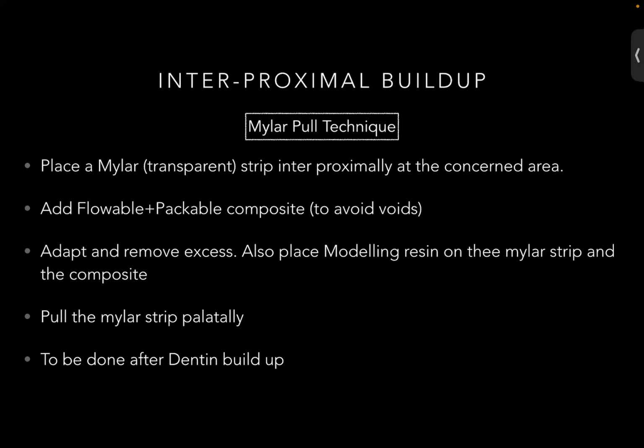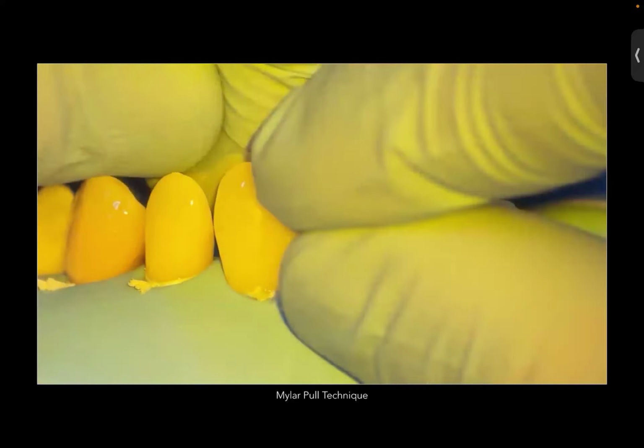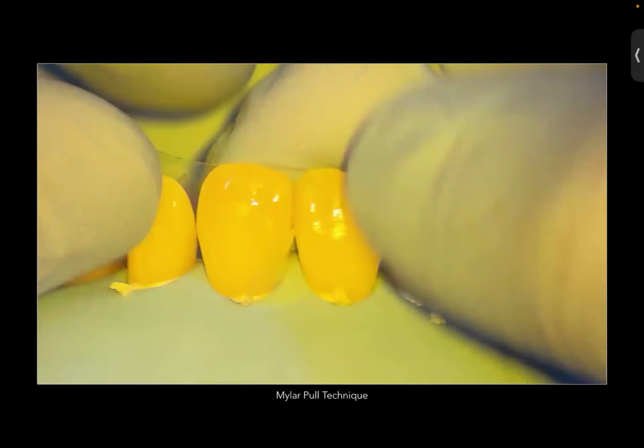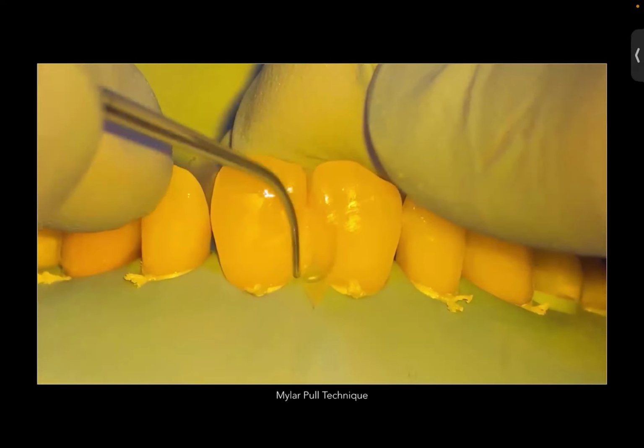And when you adapt it all together, all the small voids are filled with flowable because the flowable flows in those small voids. So you don't have voids, right? Then adapt and remove excess. You can also place modeling resin on the mylar strip and the composite. Pull the mylar strip palatally and you have your proximal wall built up. Right? There's a video of this as well. So you adapt the mylar strip first, then you add composite, flowable, packable. You adapt it properly.